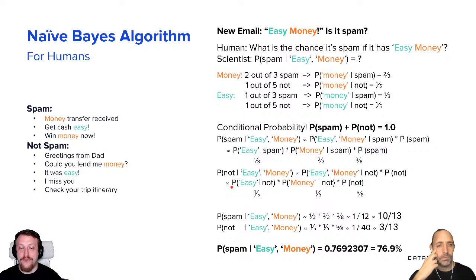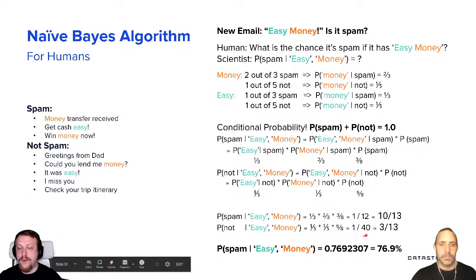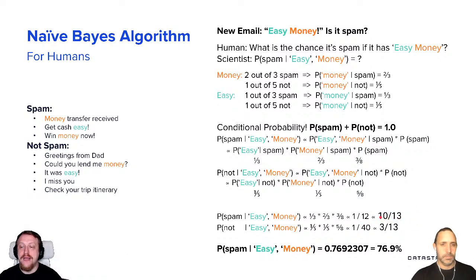And the same goes for the probability of not spam. So we know that 5 out of 8 emails are not spam. We know the word money was only in 1 out of 5. And the word easy was only in 1 out of 5 not spam emails. And it will be overall 1 divided by 40. And now finally, we finish this little game bringing 1 divided by 12 and 1 divided by 40 into the same values. And we have now 10 out of 13 and 3 out of 13.